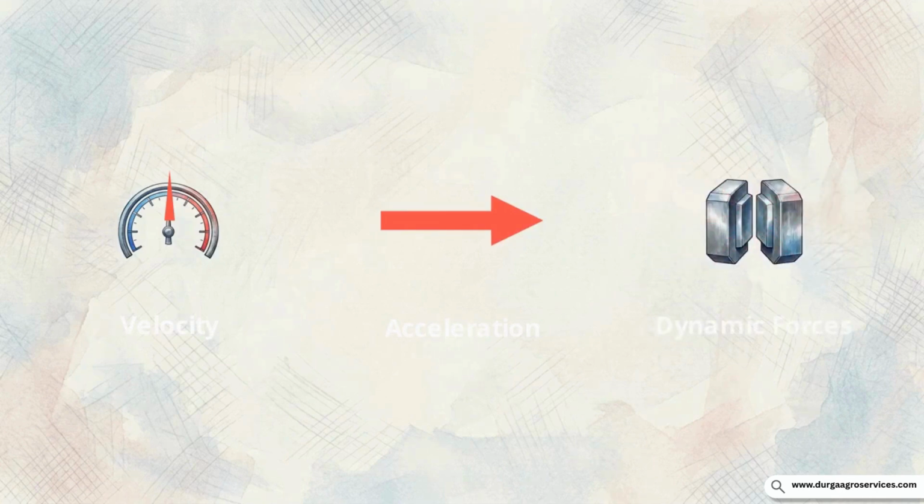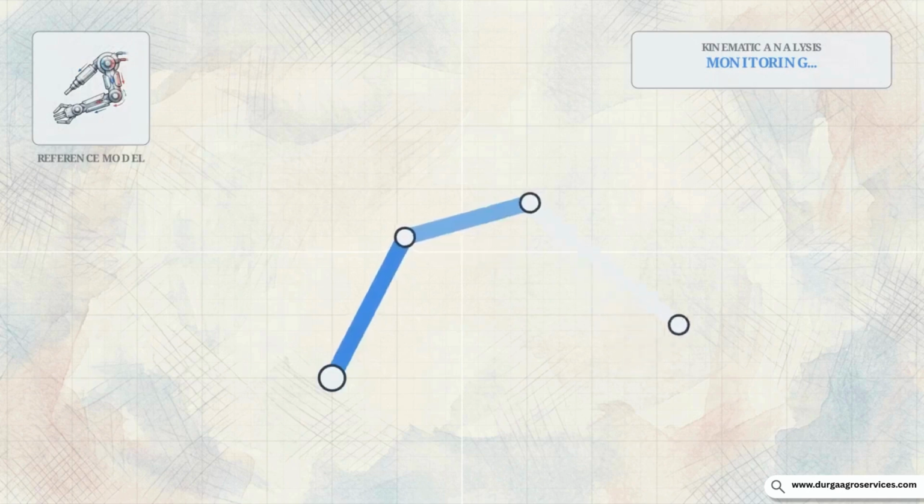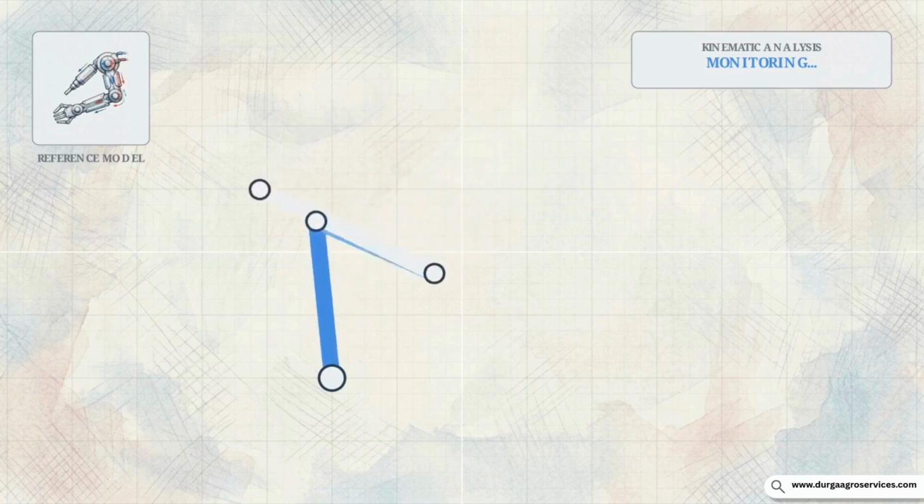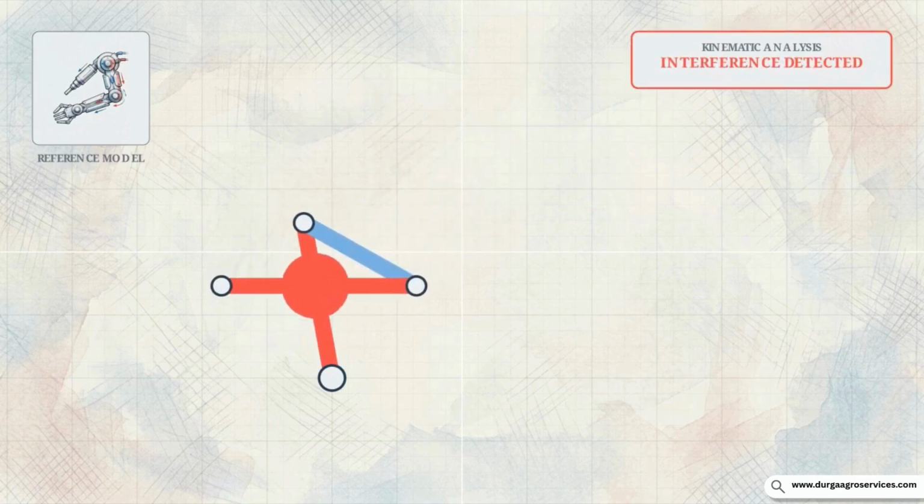Motion simulation studies velocity, acceleration, and dynamic forces across sliding or rotating assemblies. Here we see a 2D cross-section of a complex mechanical linkage in motion. The analysis automatically tracks the geometry and flashes bright collision markers at the exact moments where two distinct parts interfere and attempt to occupy the same physical space.